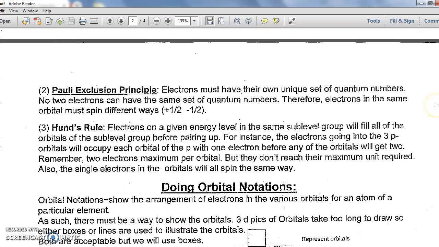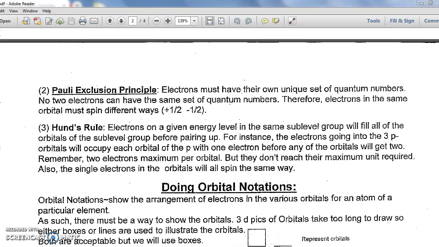What about the Pauli exclusion principle? The Pauli exclusion principle just says that every electron in an atom has its own unique set of quantum numbers. In other words, two electrons cannot have the same quantum numbers. Why is this? Well, if they have the first number the same, they're on the same energy level. If their second number is the same, they're in the same sublevel. If their third number is the same, they're in the same orbital.